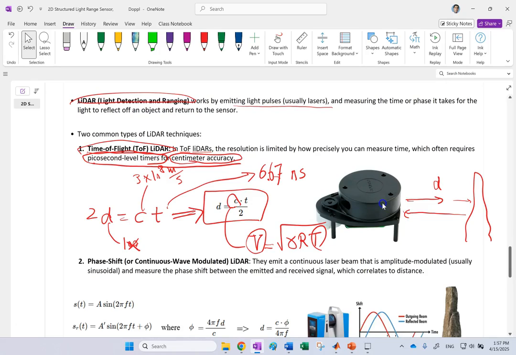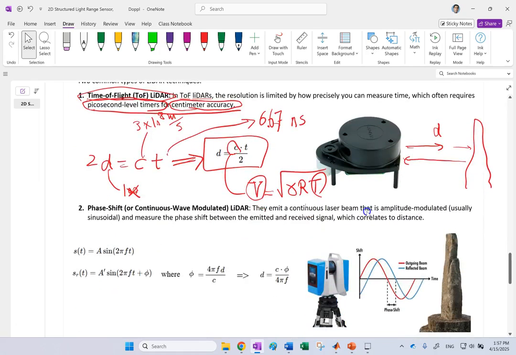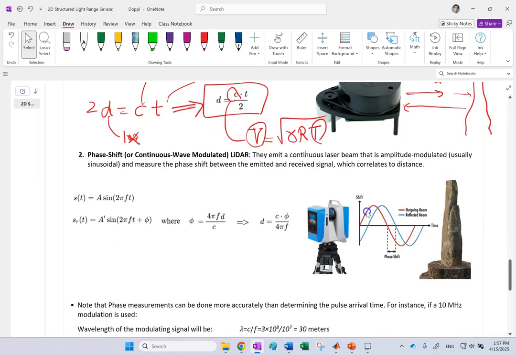So each one has its own applications, but typically we use acoustic sensors for shorter range, indoor applications, and we use laser for mostly outdoor applications, although again we can use them indoors as well, we just need to know the limitations.